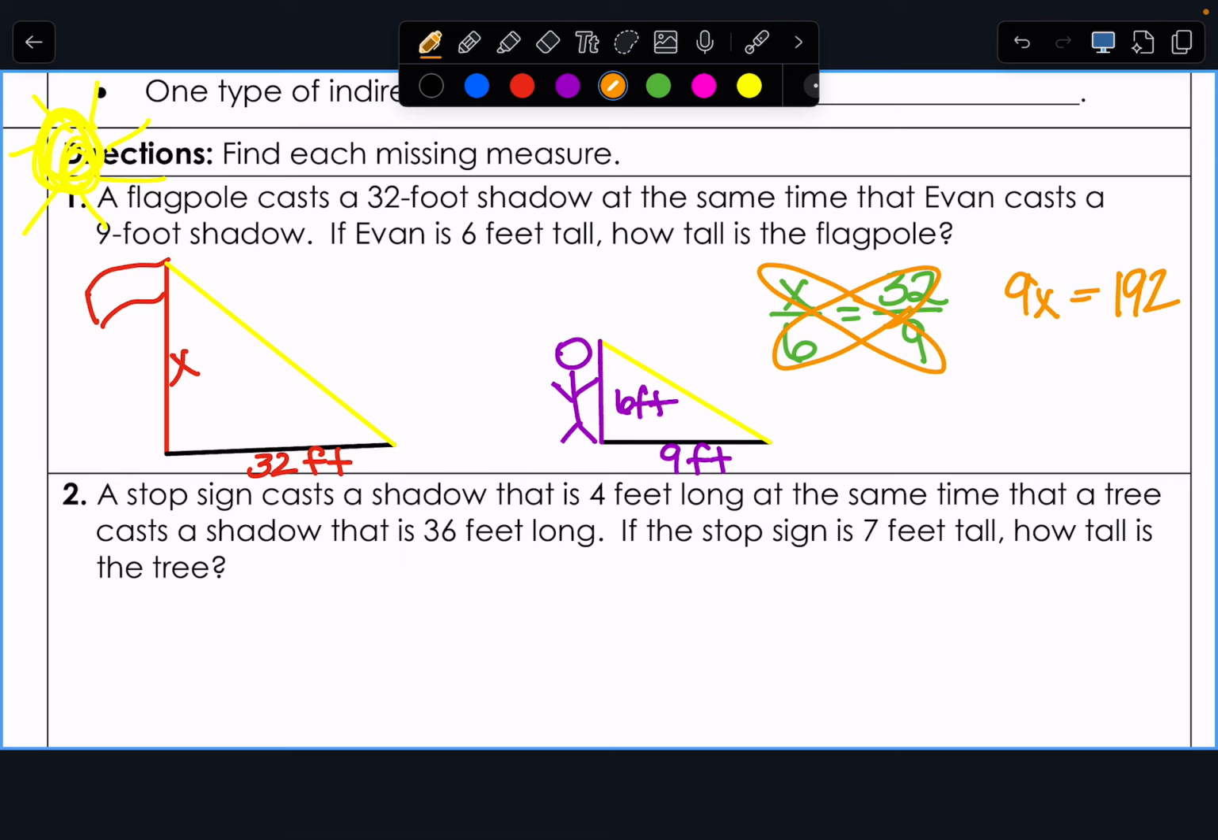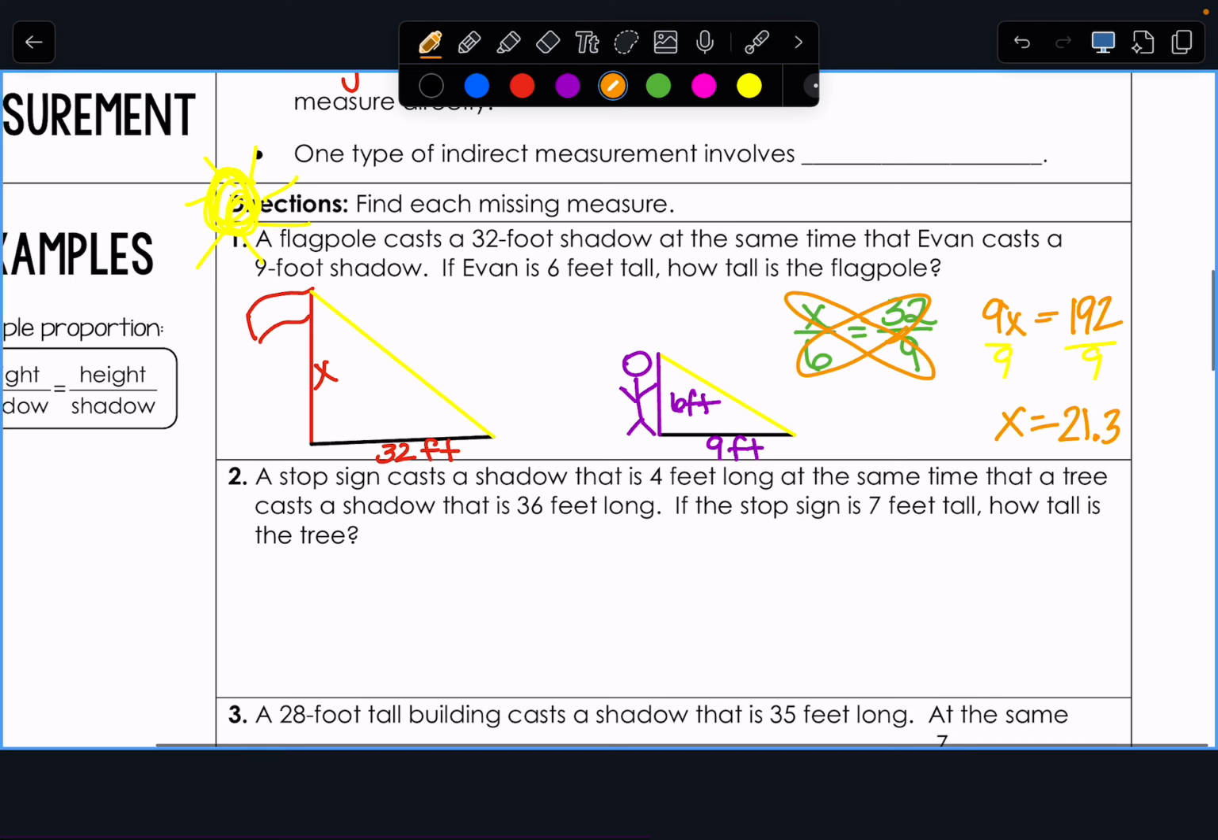Okay. Then what do we do? We got to divide by 9 to get x equals. Now, is it just 21.3? Ooh, 21.3 feet. Everything has been a measurement in terms of feet, so we better keep that consistent.